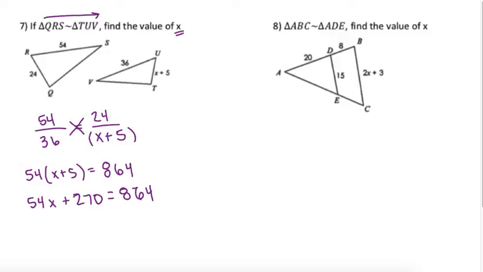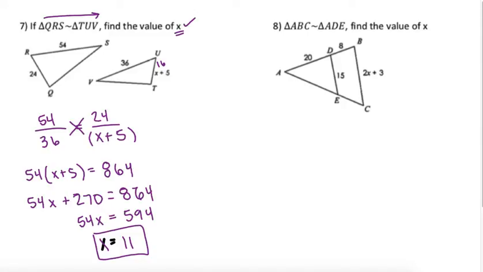And now I'm to a two-step equation. So I'm going to take my 864 and subtract, undoing that addition. So I get 54x equals 594 and divide by 54. Sometimes I'm surprised when I have numbers that go in, oh, what happened there? That go in evenly. So x equals 11, and that's what I was looking for. 11 plus 5, if they had asked for TU, I could have found that by subbing back in and finding the missing value.